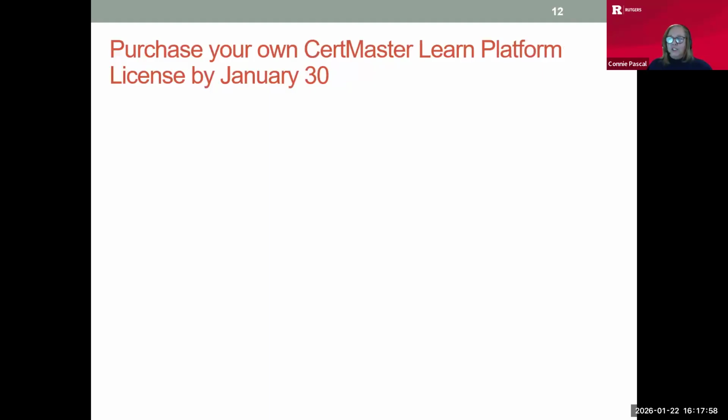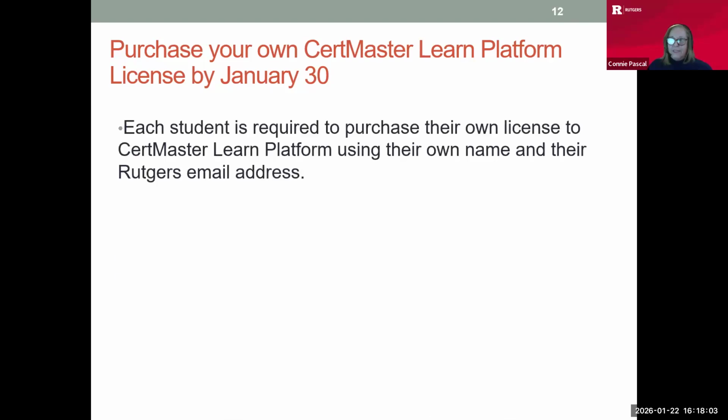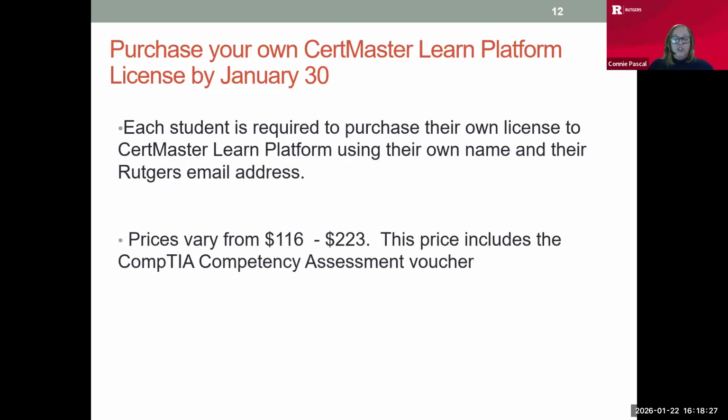So I want you to purchase your own CertMaster Learn platform license by January 30th. Make sure that's something that you put in your calendar. You are required to purchase your own license. You can't use someone else's. I have to be able to see your progress in the platform. I have to be able to see that you have registered and that you've actually paid for the course. And I need to be able to track your progress. You do need to use your rutgers.edu email address as well.